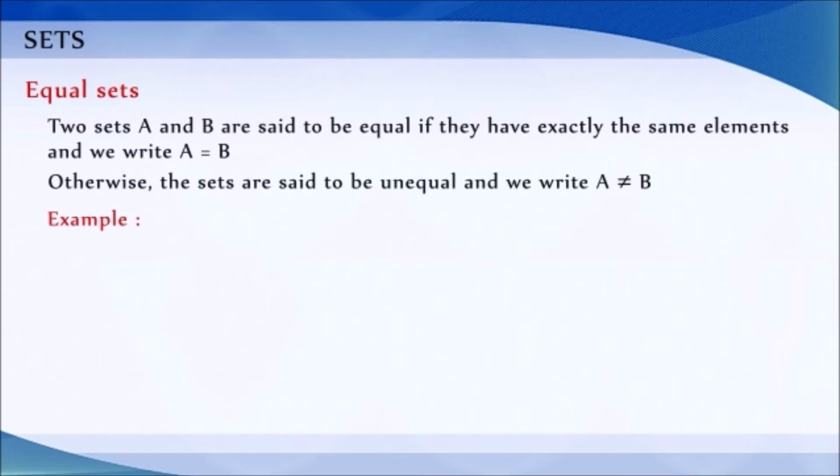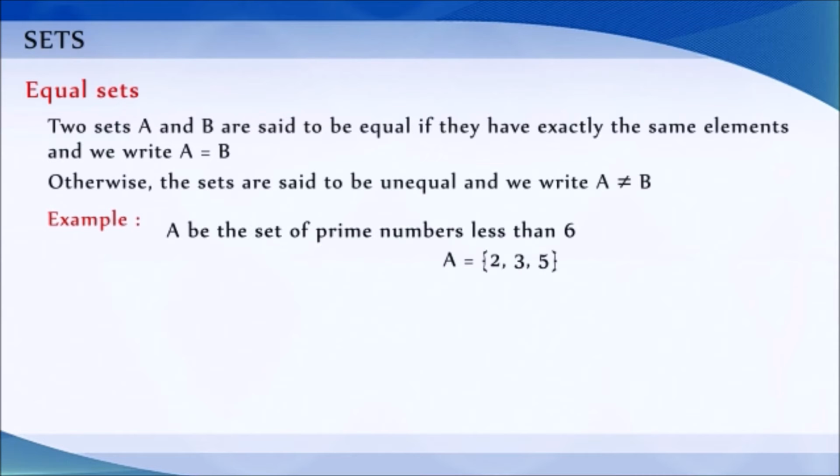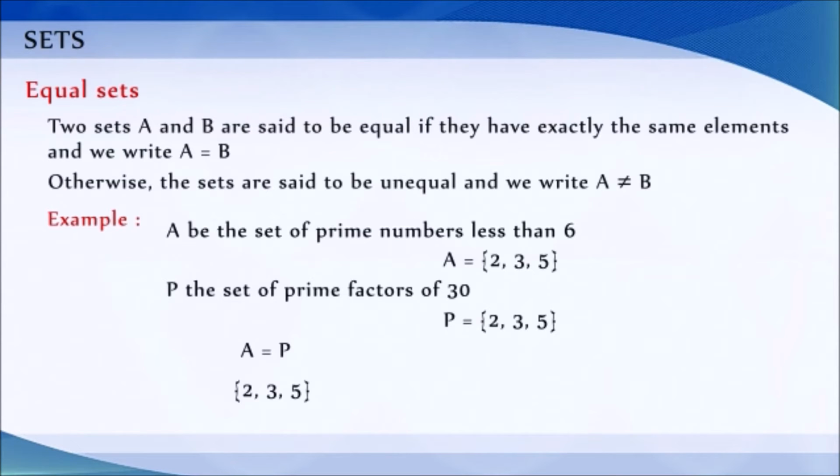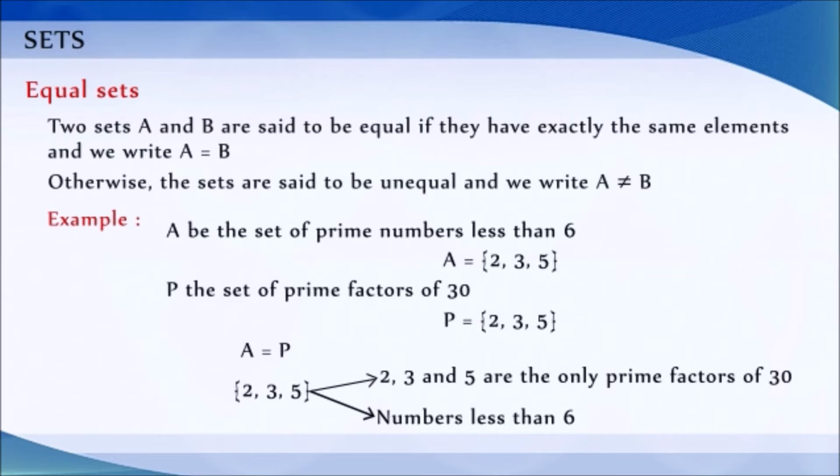For example, let A be the set of prime numbers less than 6 and P the set of prime factors of 30. Then A and P are equal since 2, 3 and 5 are the only prime factors of 30 and also these are less than 6.